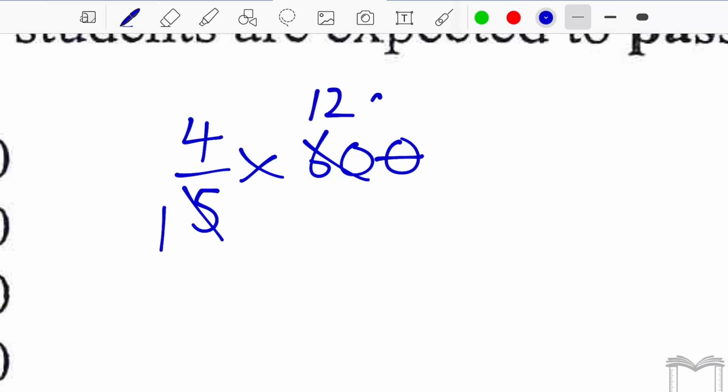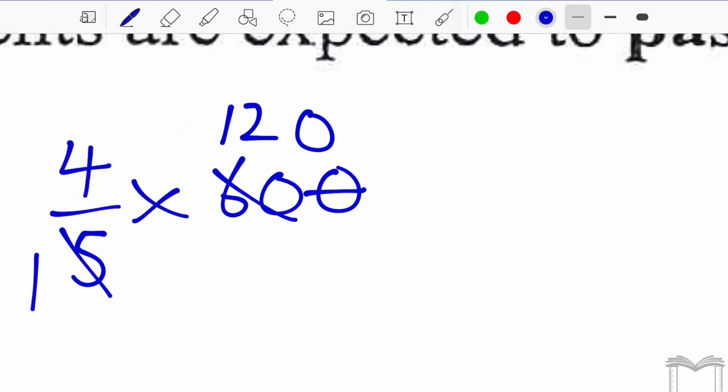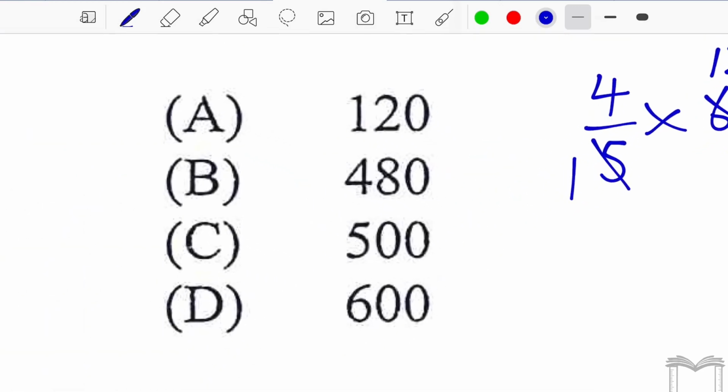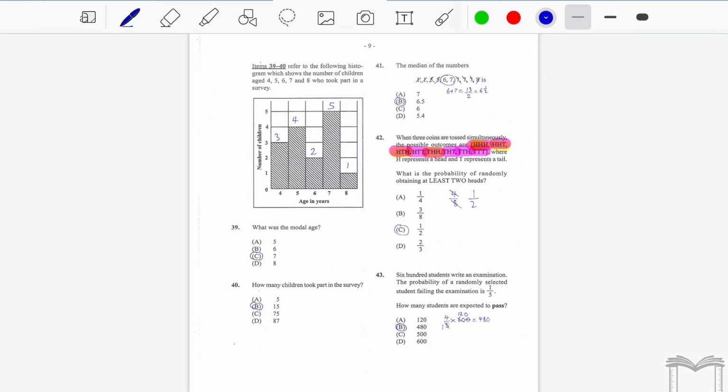5 into 5 is 1. 5 into 60 is 12. Put back the 0. 4 times 120. 4 12s are 48. Put back the 0. So that's 480. So your answer is B.